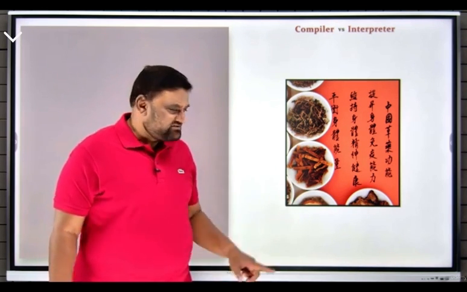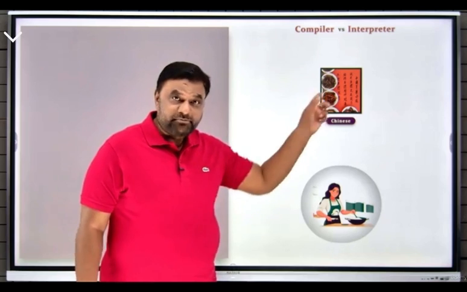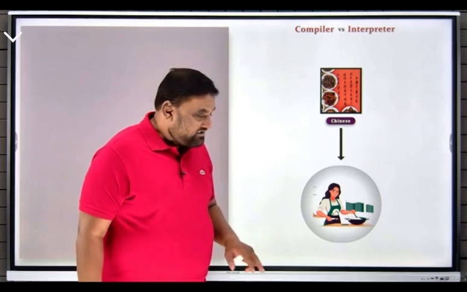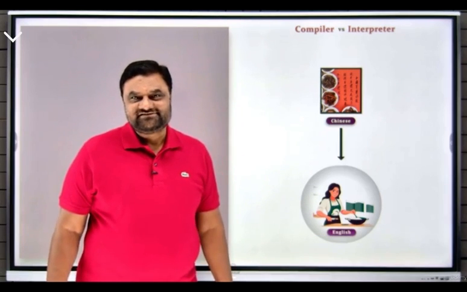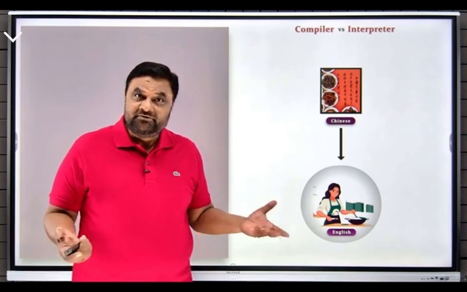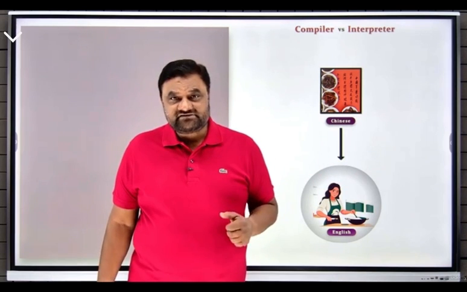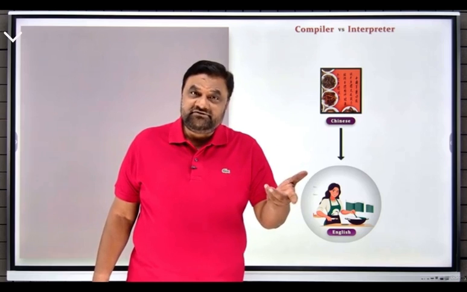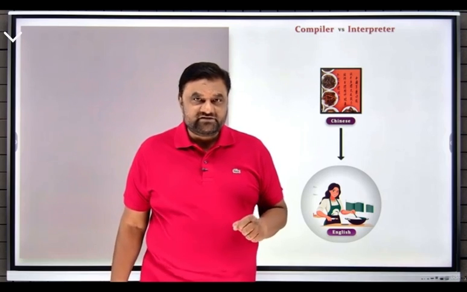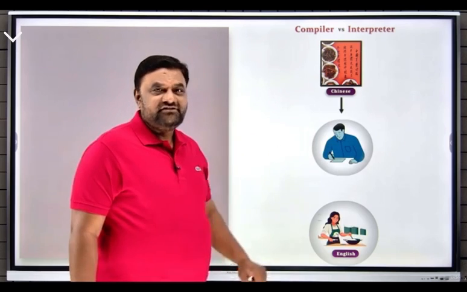Now, this recipe is in Chinese language. And a lady wants to prepare that dish. But her language is English. She doesn't understand Chinese. That's the problem we are facing. The same thing: we know English language, machine understands zeros and ones. We need some translator in between. Yes, there are two methods of translation. That's what we are going to understand. What are those two methods? Let us see. Now for preparing a dish, we need a translator in between.